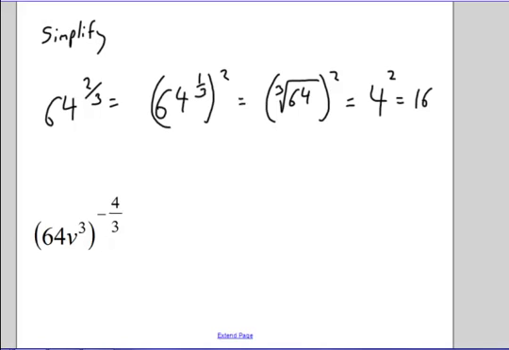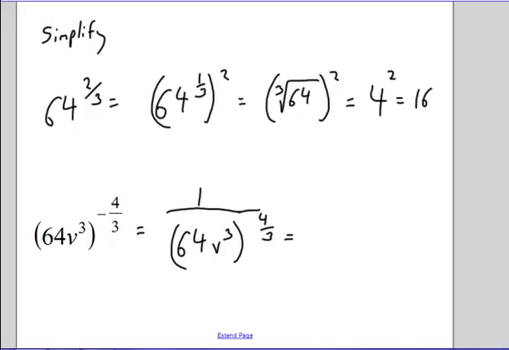Let's do a little bit more complicated one. Now the big thing here is that I have this negative sign. So if I have that negative sign, let's do one first step to get rid of it. Well, remember that in order to get rid of the negative, I can come down here and write this with a positive exponent by putting it over 1. So that negative exponent that I had before is actually a positive exponent when it comes down below.